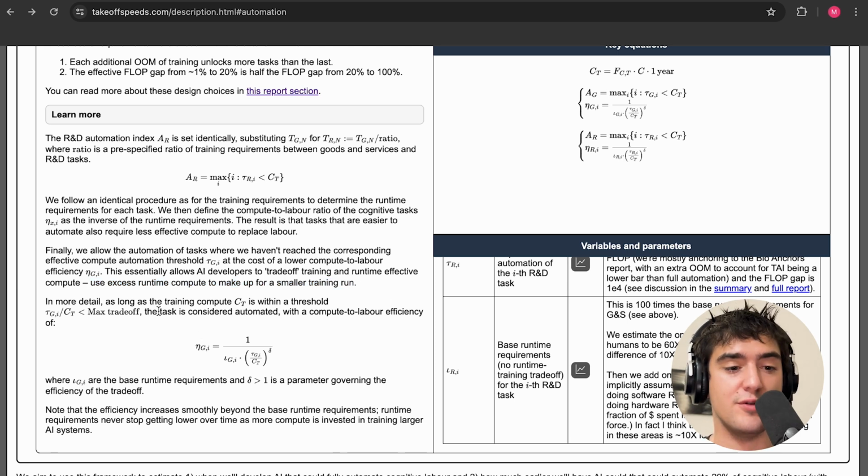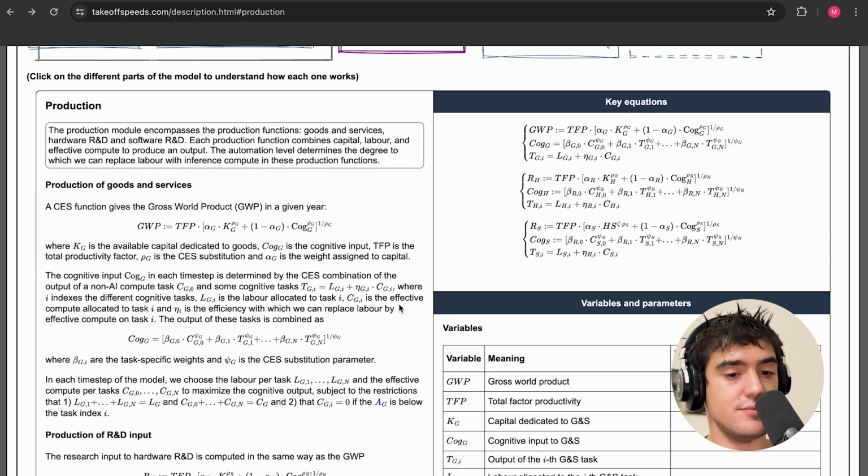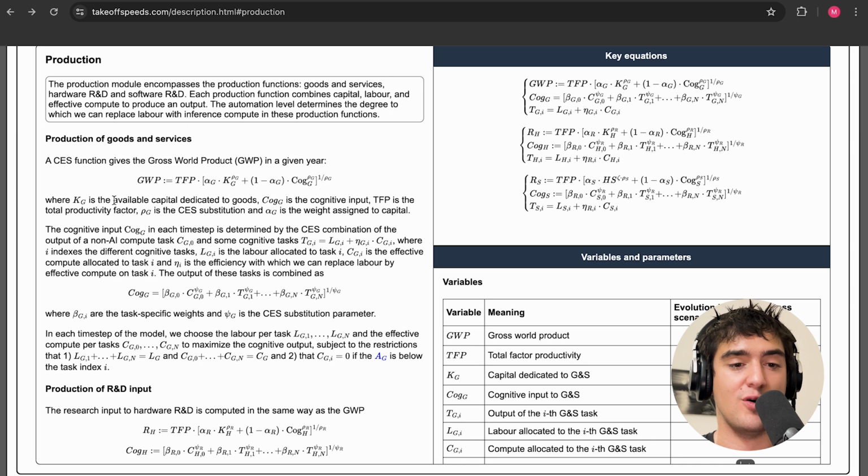And then once you have your task that is automated, you end up with some compute to labor efficiency, which is this number. And the compute to labor efficiency tells you how much you can trade compute for labor. So let's say your compute to labor efficiency is 0.5. It means that you will need 2 AGIs to do an AGI task instead of having one human. And more generally, it tells you how to trade compute for labor, which will make more sense when we reach the production equations. So this is the point when we have a bunch of complex equations.